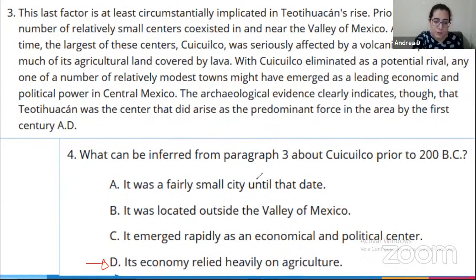What I could tell you for this type of question is, always do that. It's not going to be explicitly there. In the previous group, someone was telling me it could be B, that it was located outside the Valley of Mexico. And when I asked why, they said, because it says something like "in and near the Valley of Mexico." So near the Valley of Mexico means outside, so it could be outside.